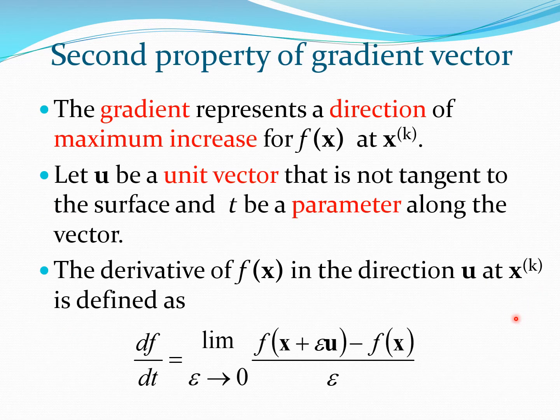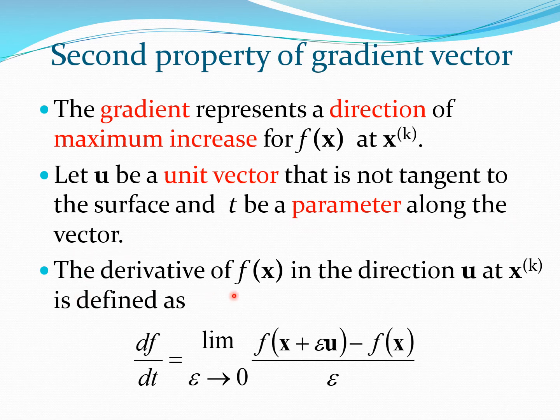Now let's look at the second property of the gradient vector. This property is that the gradient represents a direction of maximum increase for f of x at xk. To prove this, we are going to create a vector u, which is a unit vector that is not tangent to the surface, and t is some parameter in the direction of this particular vector.